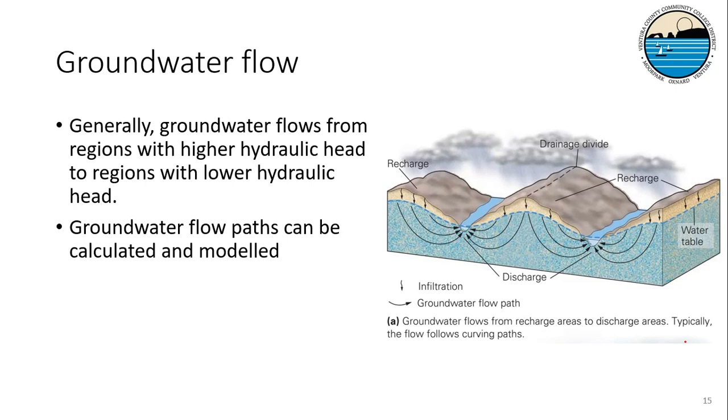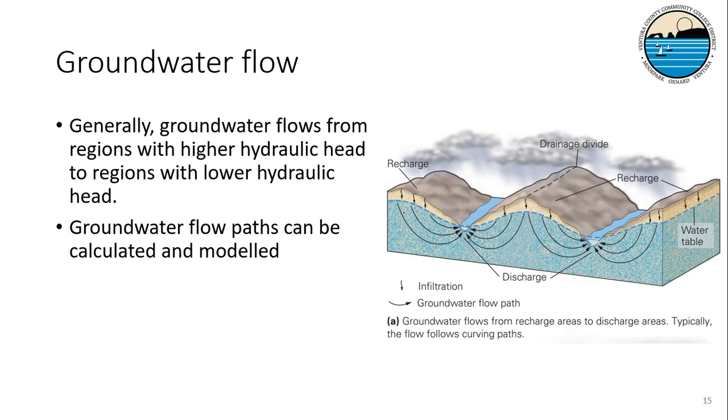Again, groundwater generally flows from regions of high hydraulic head to regions of low hydraulic head, from high pressure to low pressure. And groundwater flow paths can be calculated and modeled. This is done pretty frequently when we look at groundwater plumes, or discharge areas, if there's contamination. It's important to understand the direction of groundwater movement in order to try to remediate any groundwater contamination flows.